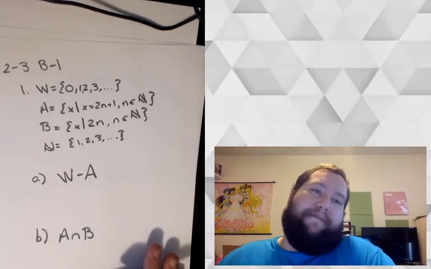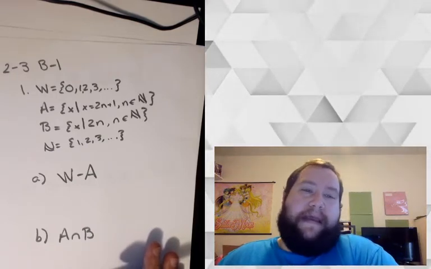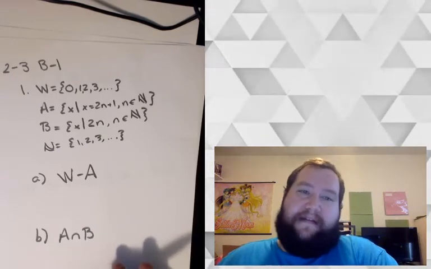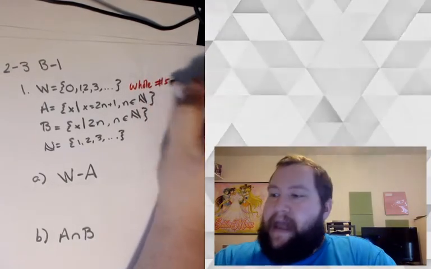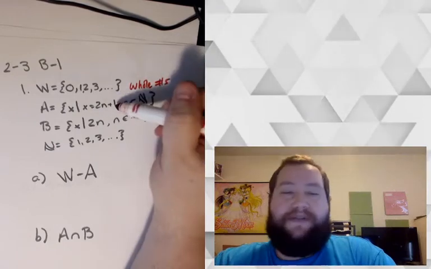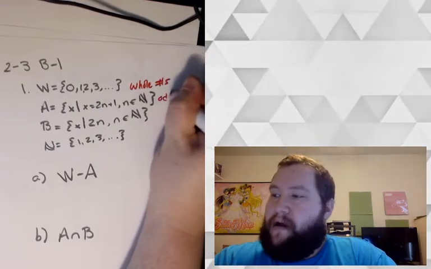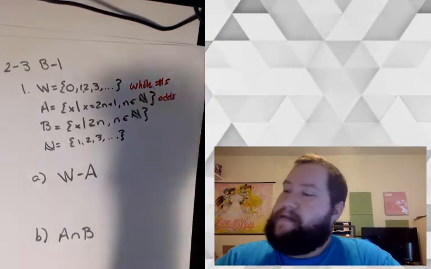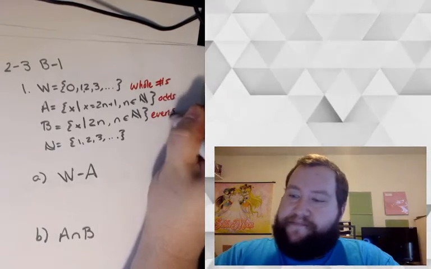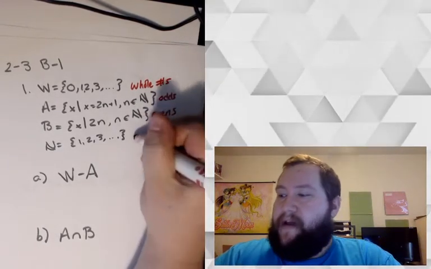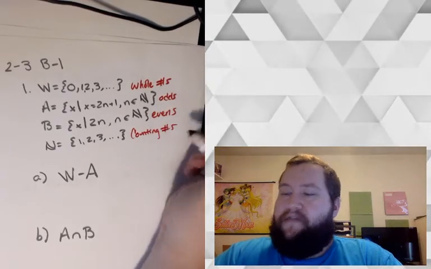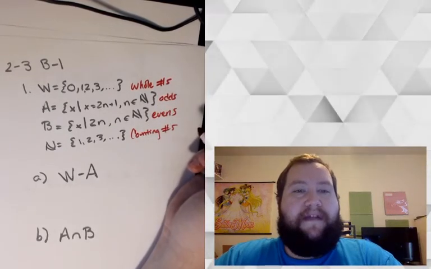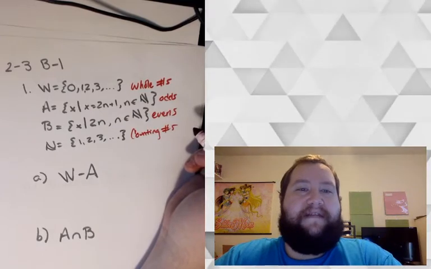For 2-3, B1, it says we have some sets. W, which is the whole numbers. A, which is our 2n plus 1's, our odds. B, our 2n's, which are our evens. And then we have N, our counting numbers, or our natural numbers. And so it says, write the names of these the simplest way.